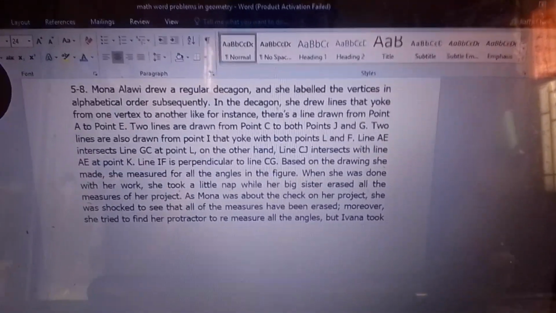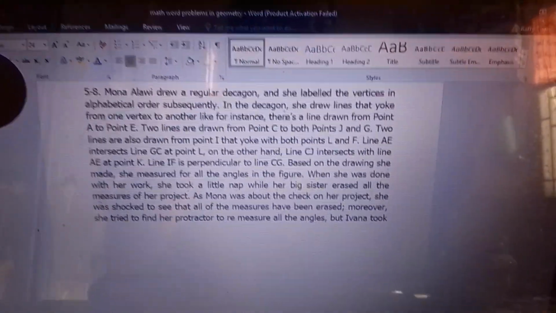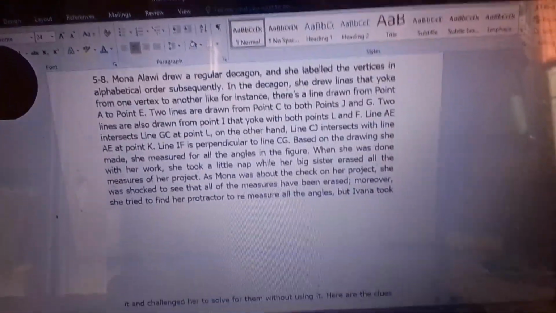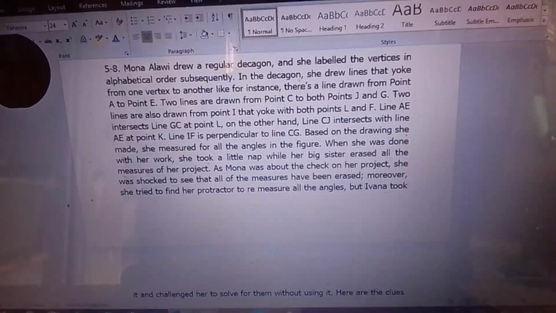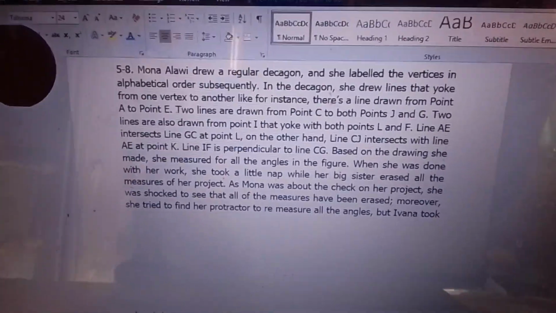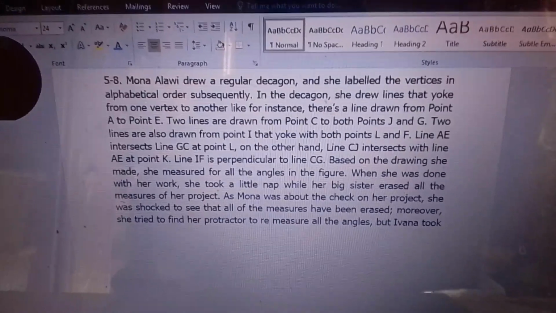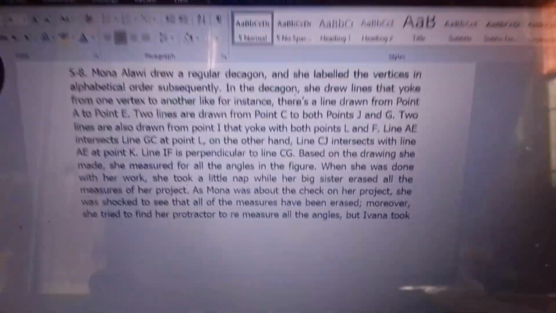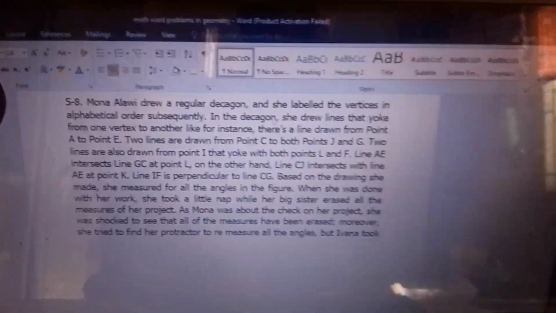Mona Alawi drew a regular decagon. Do you know who's Mona Alawi? Mona Alawi is a vlogger, but I do not know who she really was. But I know her sister is Ivana. But Mona Alawi is the daughter, something like that. If you don't know their vlogs, please watch them, okay?